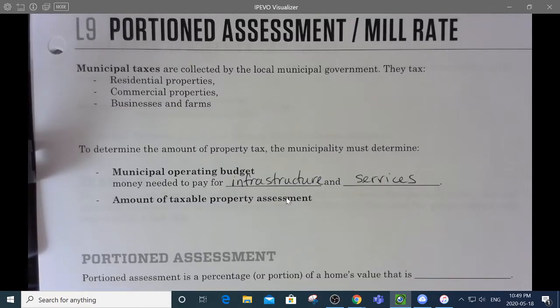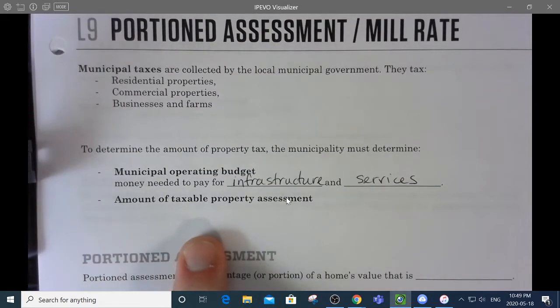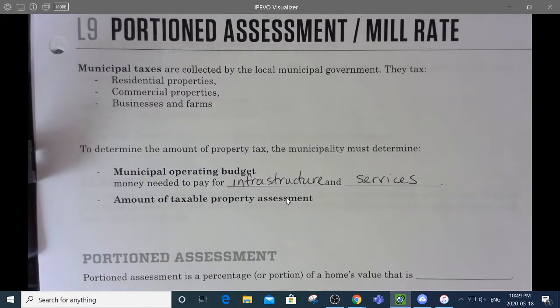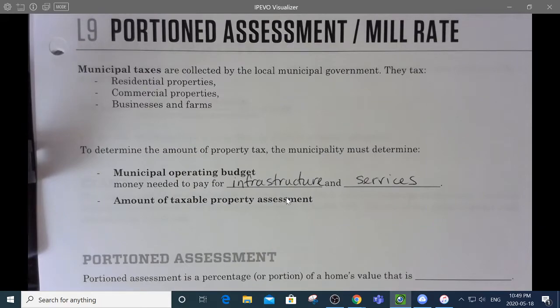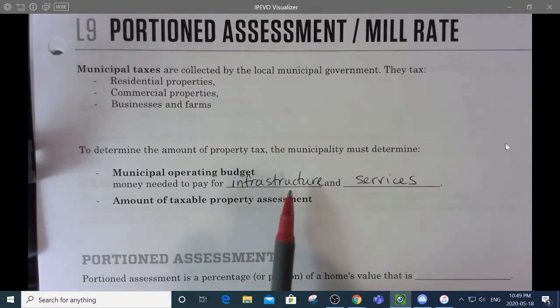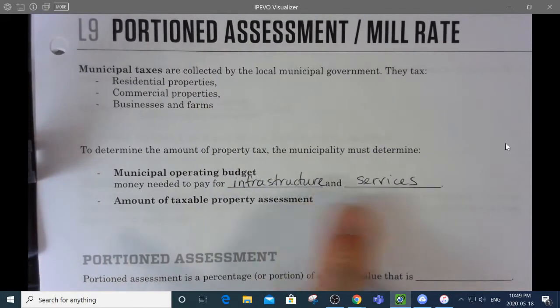The other thing, of course, that needs to be determined is the amount of taxable property that's assessed. Basically the second one, the amount of taxable property assessed, is pretty easy. That's just a matter of your government adding up all of the properties that are in their municipality. But let's quickly make sure that we understand what those two things are.